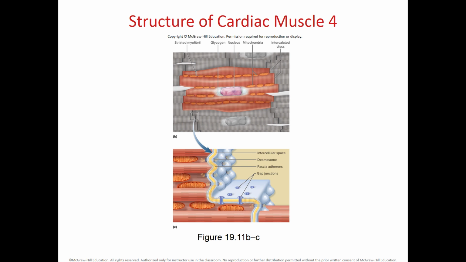Next key point will be that the right and the left pulmonary veins carry oxygenated blood into the left atrium of the heart. The next key point will be that the right ventricle, pulmonary trunk, and the left atrium form part of the pulmonary circuit. So again, right ventricle, pulmonary trunk, and left atrium form part of the pulmonary circuit.